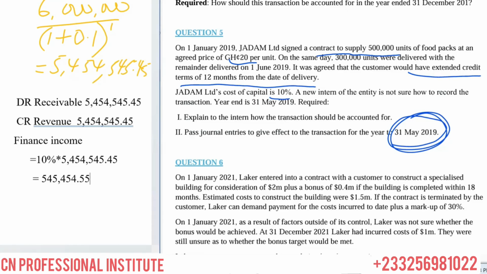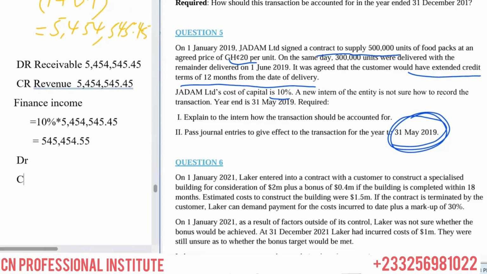Are you following? So with this figure here, what will be the entry? We will debit receivables again. This time we are not going to credit revenue, we are going to credit other income. So we'll credit other income. How much? It's 545,454.55. And then we'll debit receivables again with the same amount.